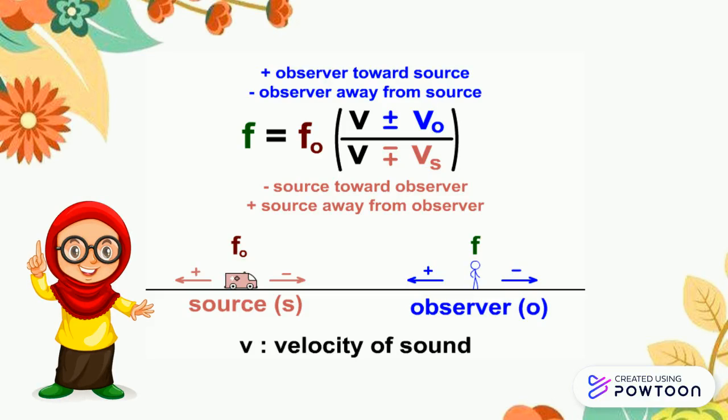For the frequency of the moving observer, whether it goes near the source or away from the source, F equals F0 in bracket V plus or minus V object over V.